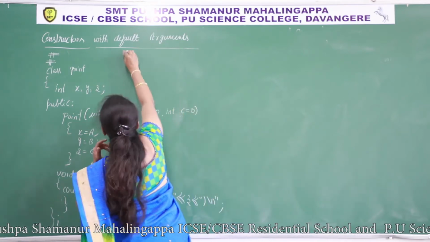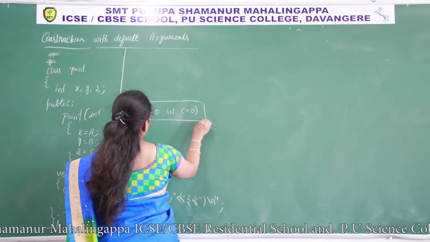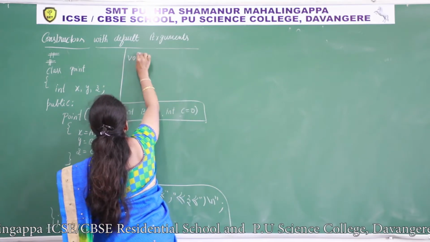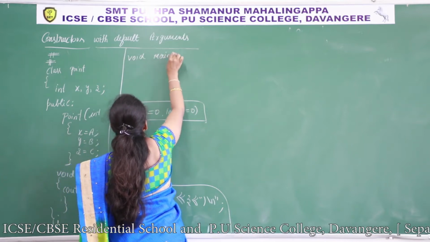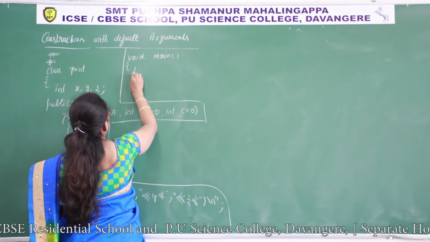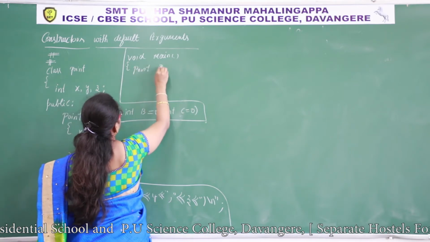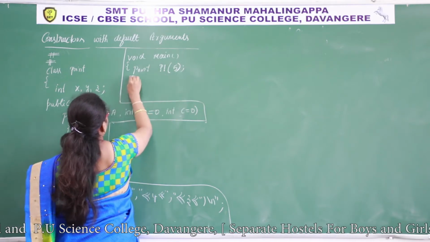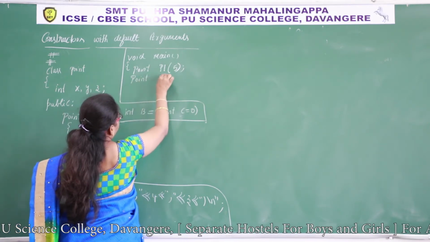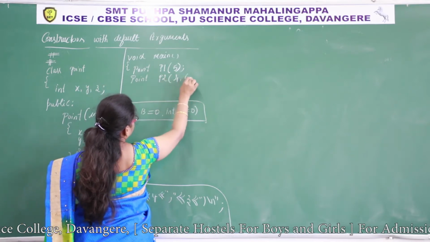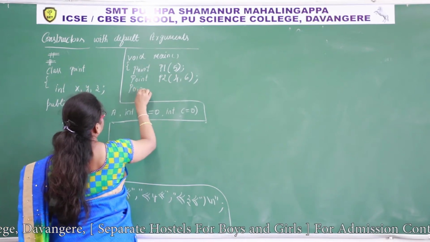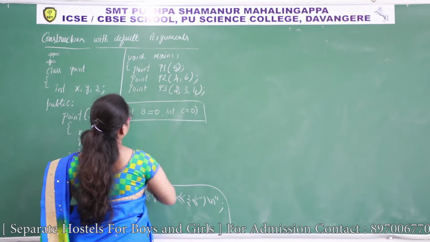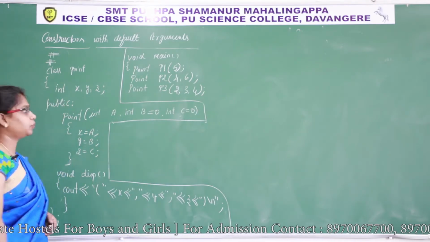Now I'll write the main function here. Void main. I'll create object point p1 5, point p2, I'll take 4 comma 6, point p3 2 comma 3 comma 4. So we have taken 3 objects here.